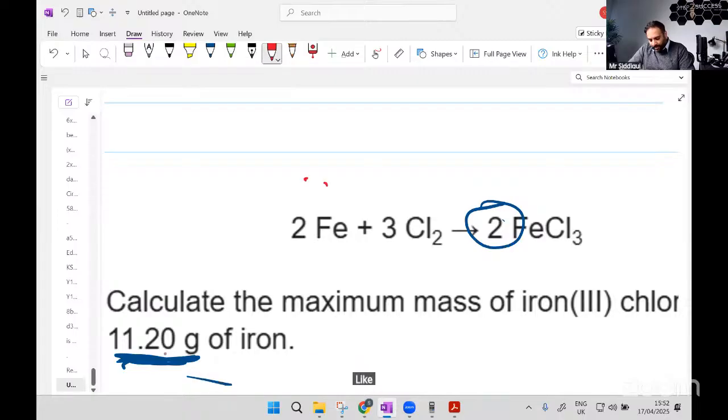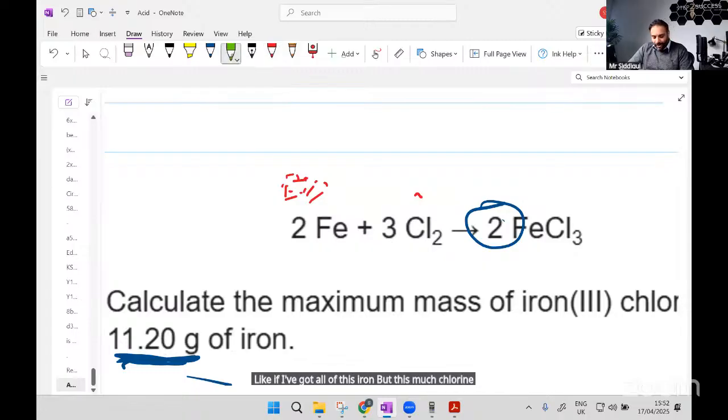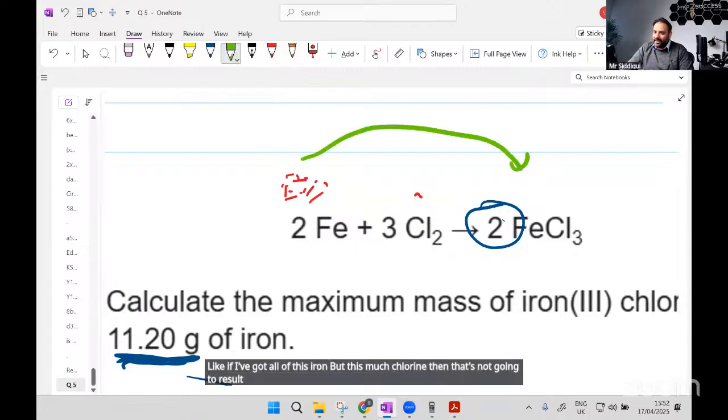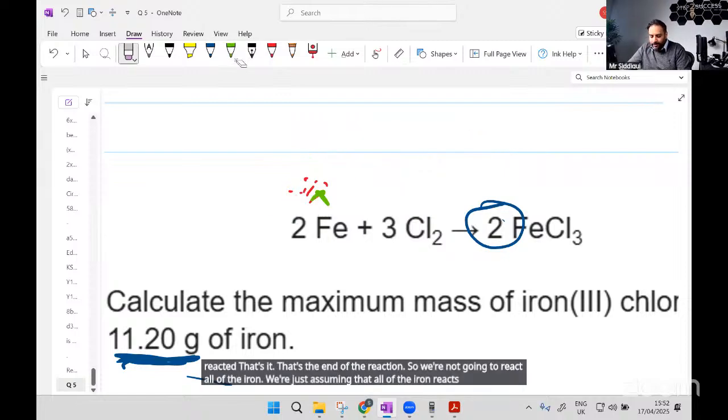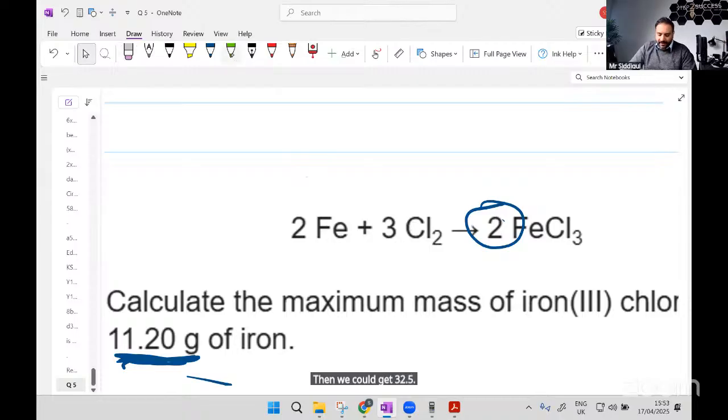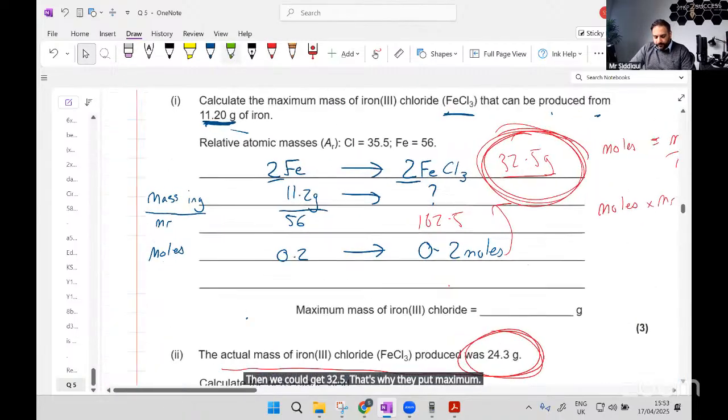Like if I've got all of this iron, right, but this much chlorine, then that's not going to result in that much iron chloride produced, because as soon as this is reacted, that's it. That's the end of the reaction. So we're not going to react all of the iron. We're just assuming that if all of the iron reacts, then we could get 32.5. That's why they put maximum.